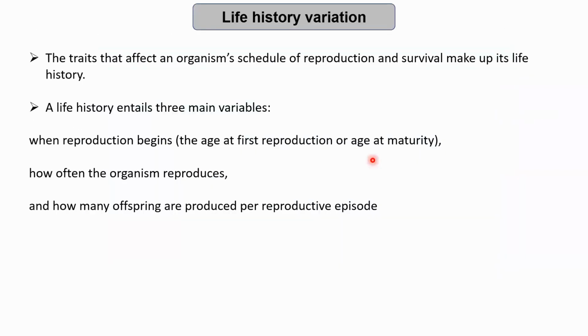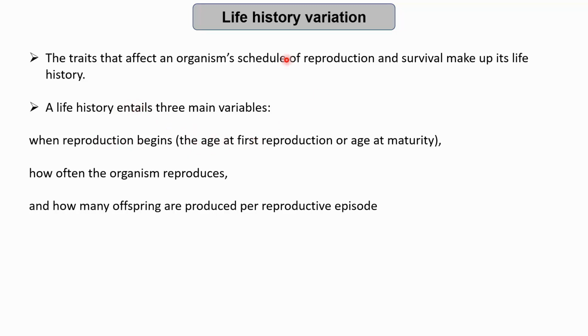Now we will talk about life history variation. We know that some individuals have the ability to reproduce more than once, while there are individuals that have the ability to reproduce only once in their lifetime. So the traits that affect an organism's schedule of reproduction and survival make up its life history. A life history entails three main variables. These variables include, firstly, when the reproduction begins, or the age at first reproduction, or age at maturity.